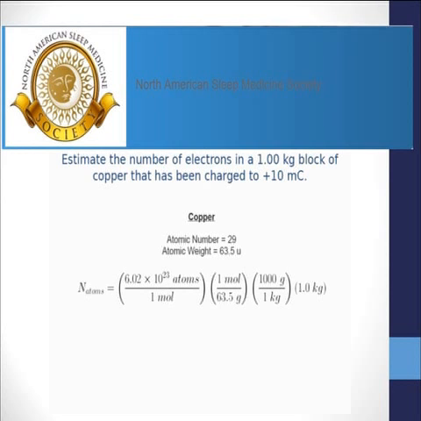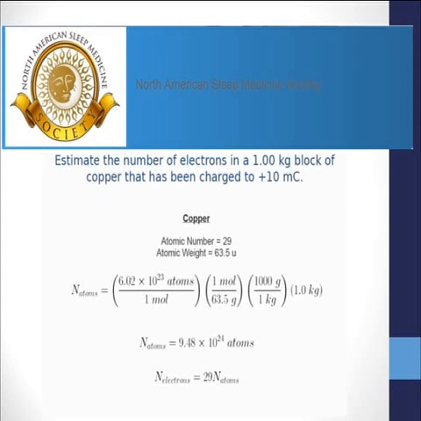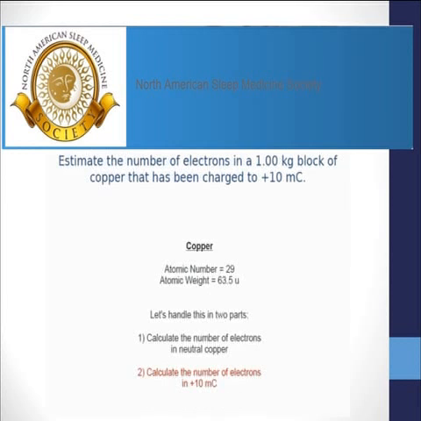So this should look very, very familiar to you from your introductory chemistry courses. And when you plug in the numbers, you should get 9.48 times 10 to the 24th atoms. Remember, if we want to find the number of electrons, we just take the number of atoms and multiply it by 29. There are 29 electrons for every atom. And so I get 2.75 times 10 to the 26th electrons.